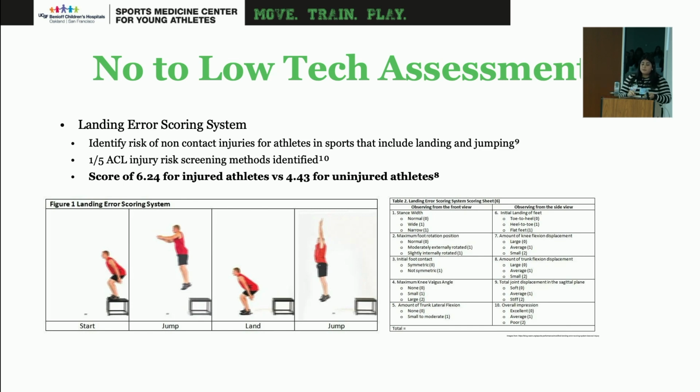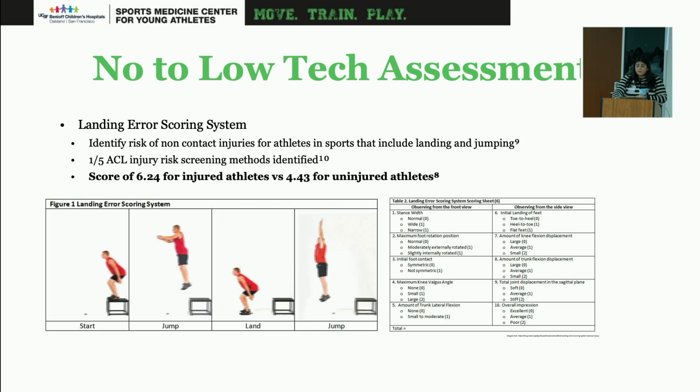It includes stance width, maximum foot rotation position, initial foot contact, maximum knee valgus angle, and amount of trunk lateral flexion. From the side, you have initial landing of the feet, amount of knee flexion displacement, amount of trunk flexion displacement, total joint displacement in the sagittal plane, and then your overall impression of the jump. It requires you to do multiple repetitions so that you can get multiple views.